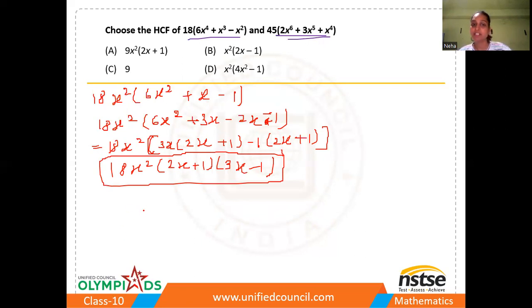Now let me proceed with the second equation. The second equation is 45 into, okay, here I can take x to the power 4 as common, right? So let me take the common in this step only.